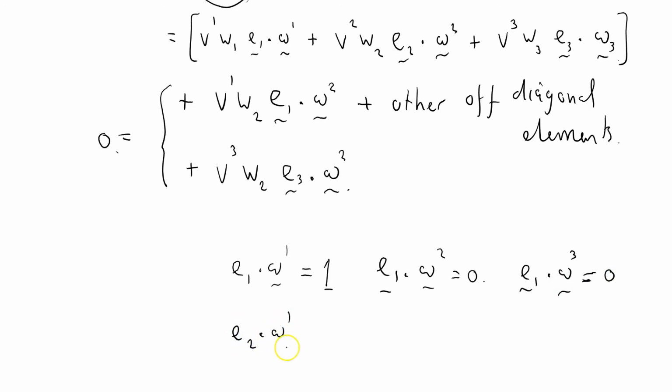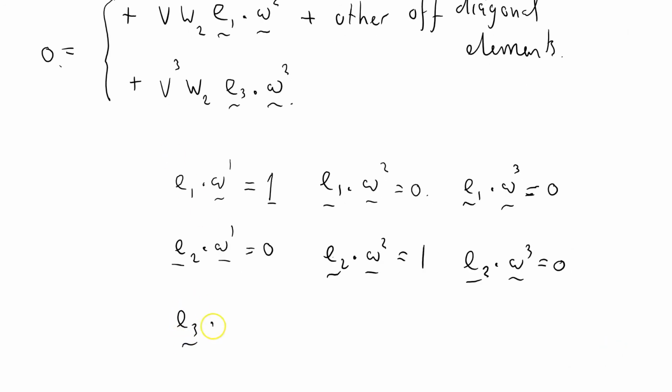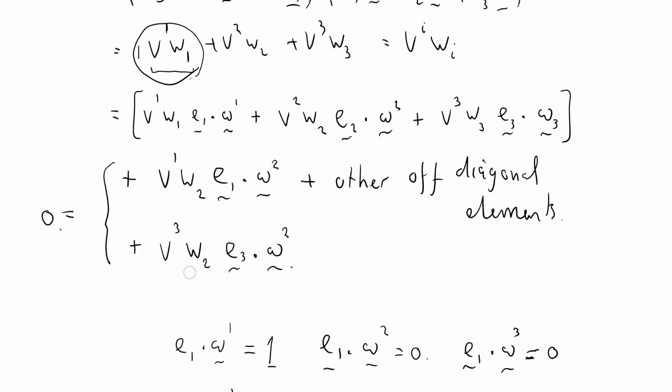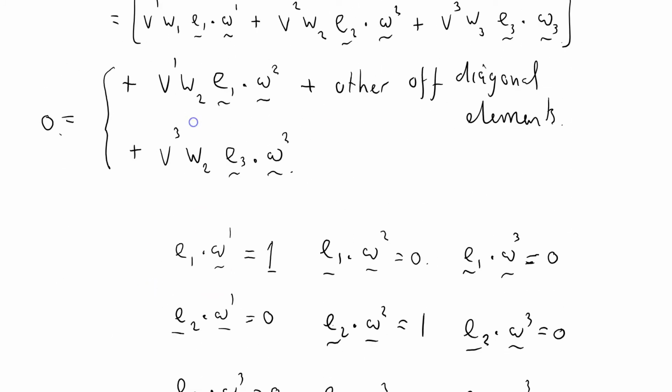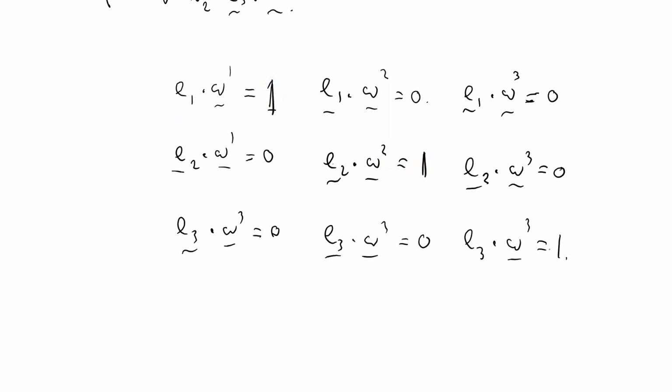e2 dot omega 1 equals 0. e2 dot omega 2 equals 1. e2 dot omega 3 equals 0. I may as well do the last line. e3 dot omega 1 equals 0. e3 dot omega 2 equals 0. e3 dot omega 3 equals 1 because I want to preserve the final term. Okay, so it's pretty clear that we've got an identity matrix here.